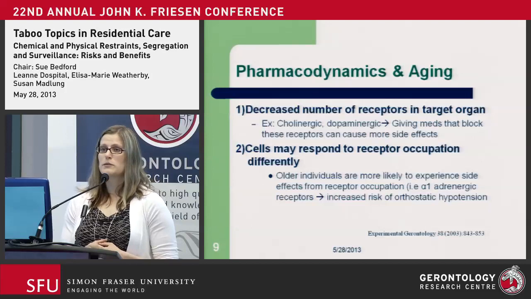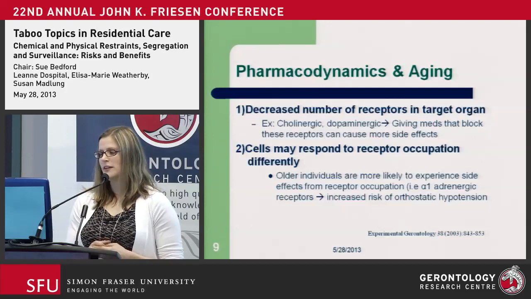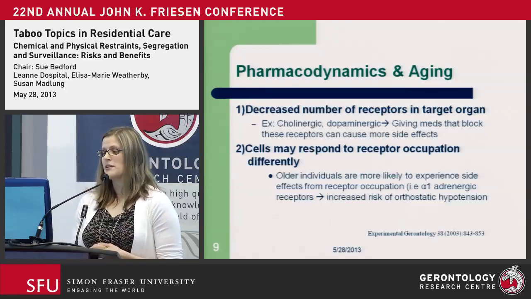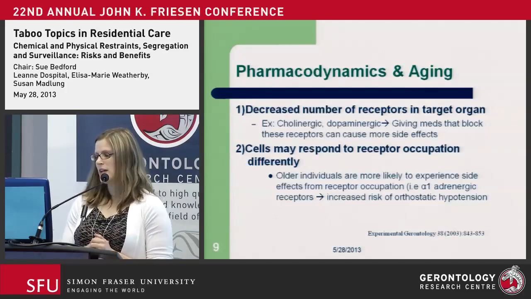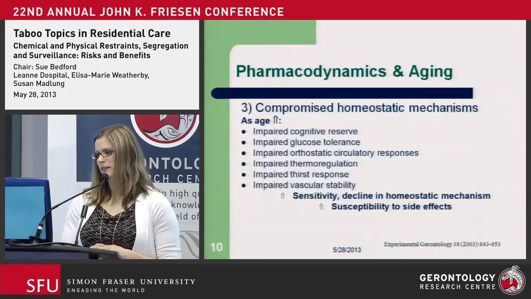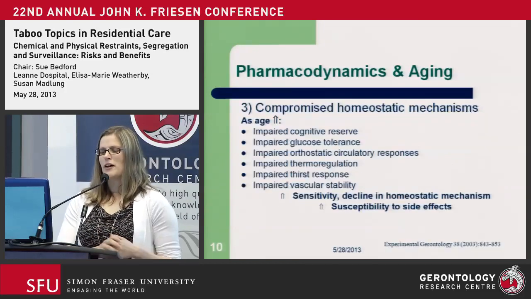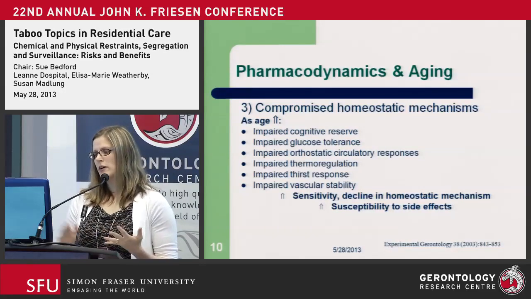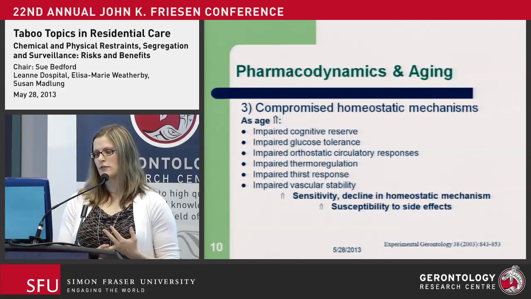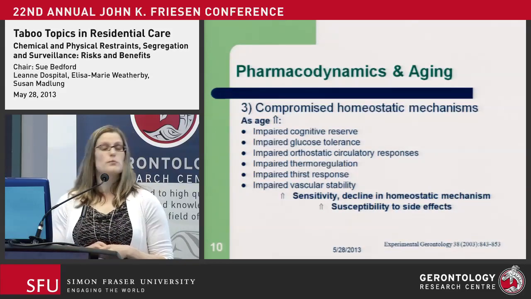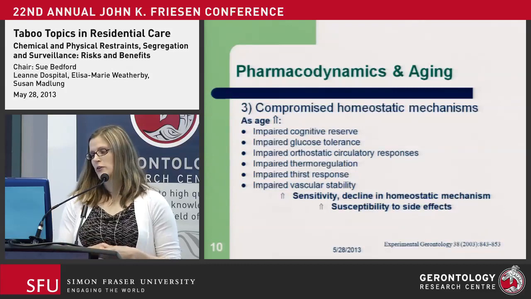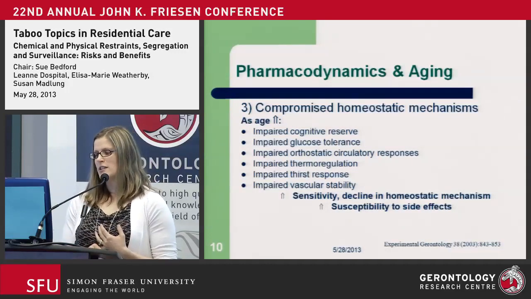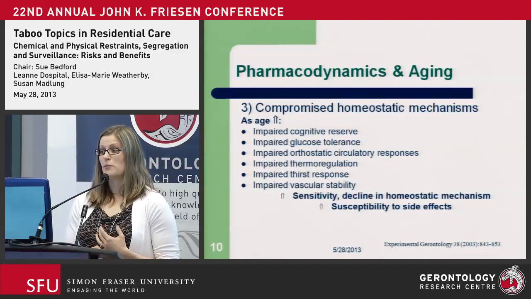Cells may respond differently to receptor occupation. Older individuals are more likely to get something called orthostatic hypotension, and that's because of the way it interacts with the alpha-1 adrenergic receptors. In general, as you age, you have a compromised homeostatic system, you have impaired glucose tolerance, cognitive reserve, orthostatic circulatory responses, thermal regulation, thirst responses, vascular stability. Basically, you have increased sensitivity and susceptibility to side effects from medications.